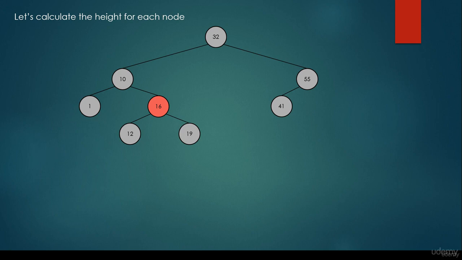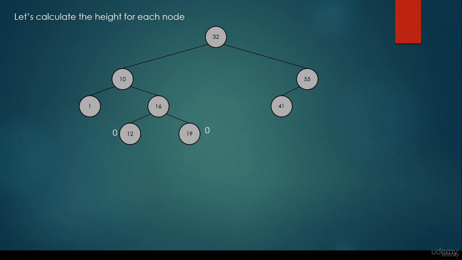Okay, so after the right rotation, it's going to be the new binary search tree. We have the 16, and the left child of 16 is going to be the 12, the right child of 16 is going to be the 19. It is a valid binary tree again, but in this case it is much more balanced.